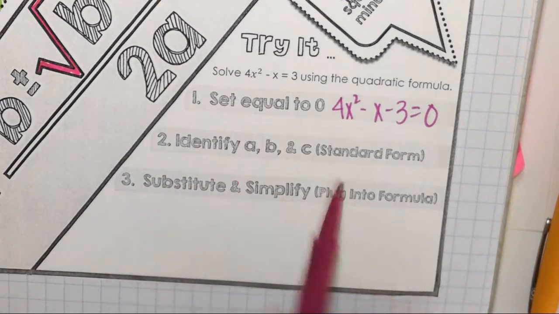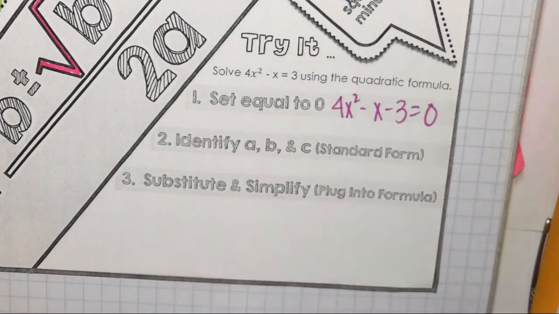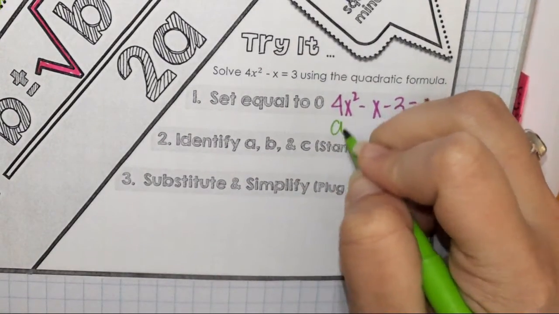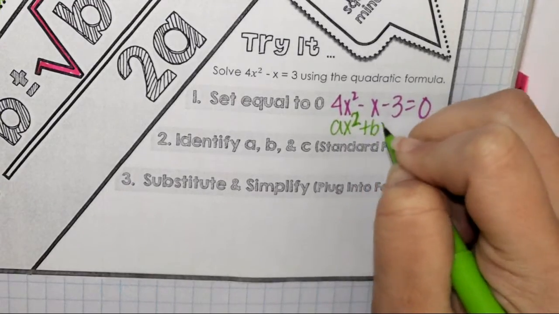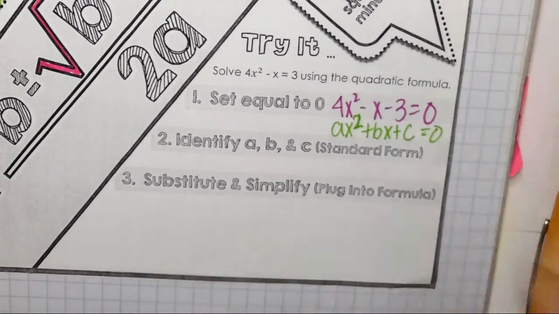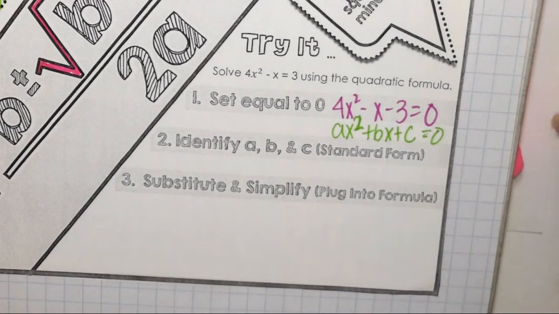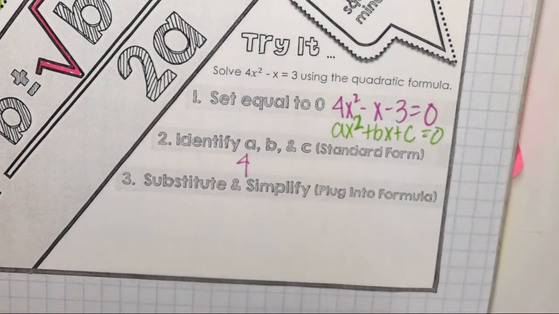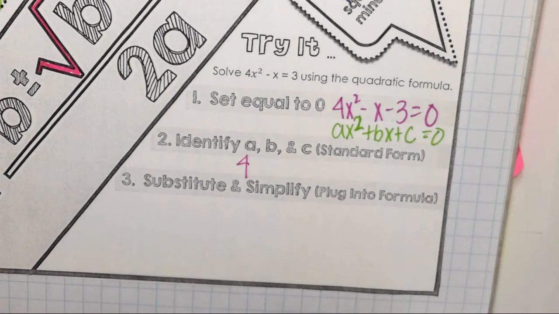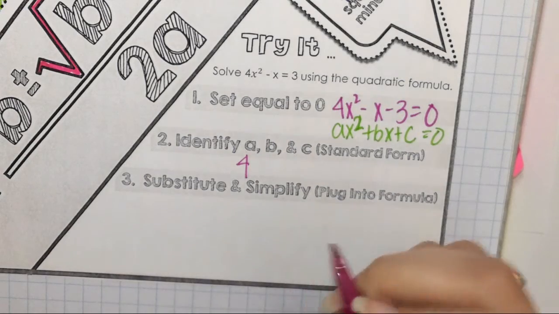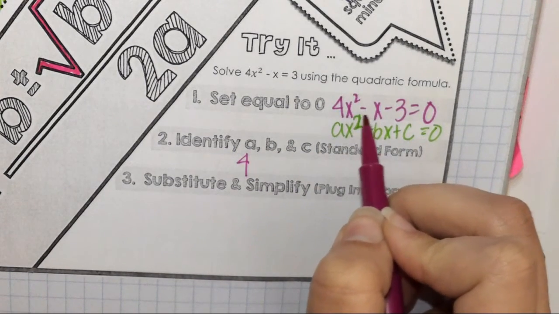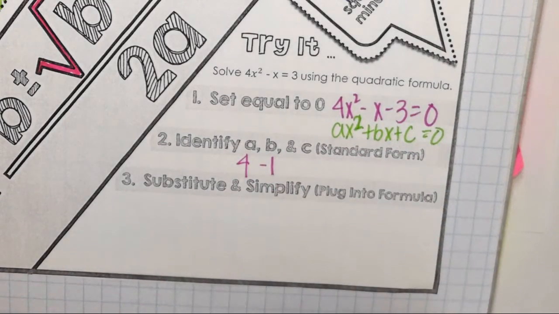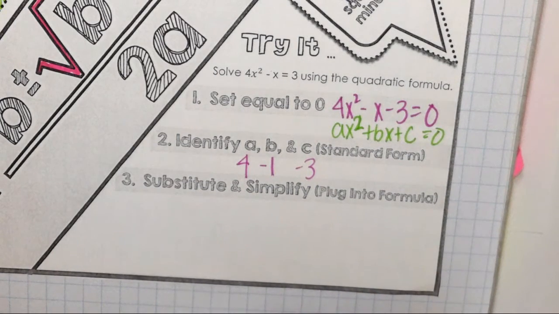Alright, so now it says identify A, B, and C. Is this in standard form? No. Alright, so what is A in this situation? 4. Good. What's B? Positive or negative? Negative. Negative 1. And what's C? Negative 3.